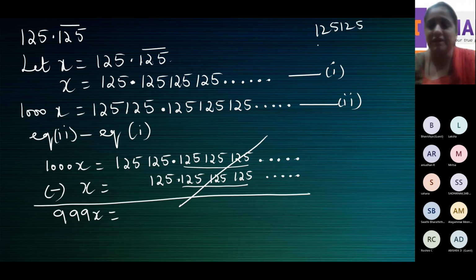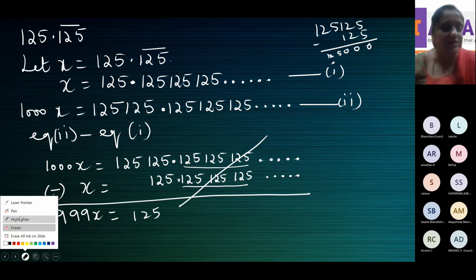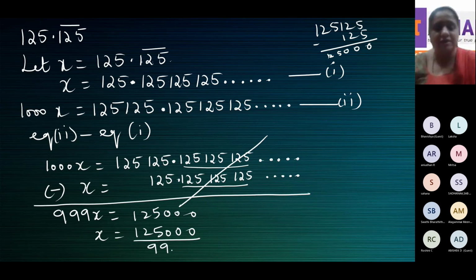Now this one, 125 minus 125 is 0, and 125000. You don't have to put the commas. So when you subtract, you get 125,000, 3 zeros. So x is equal to 125 followed by 3 zeros divided by 999. Now you see, now you can use the test of divisibility.